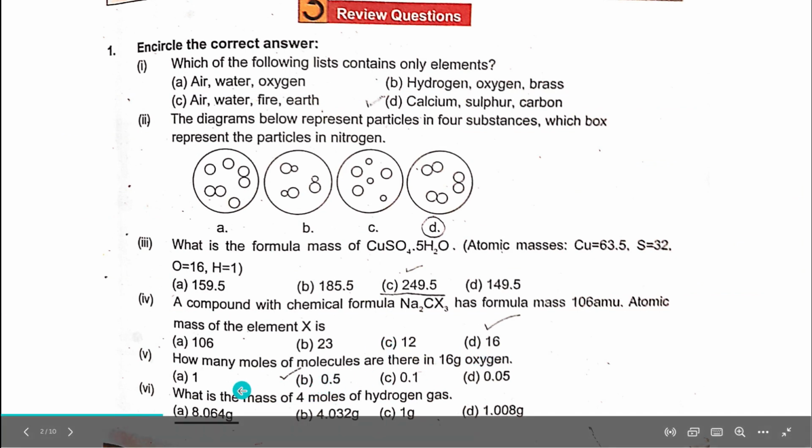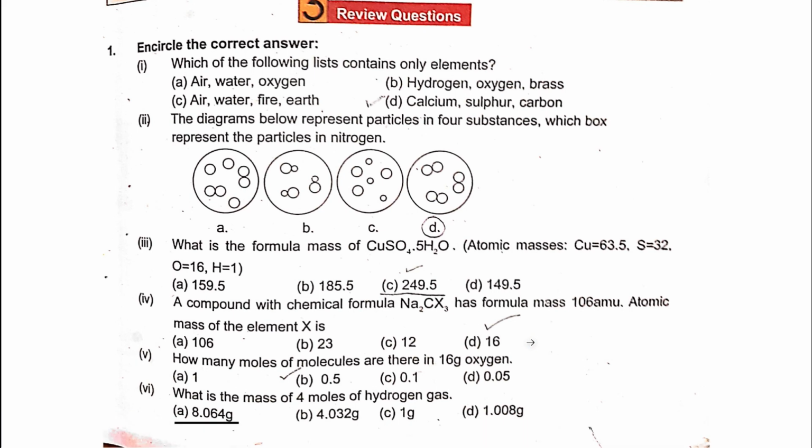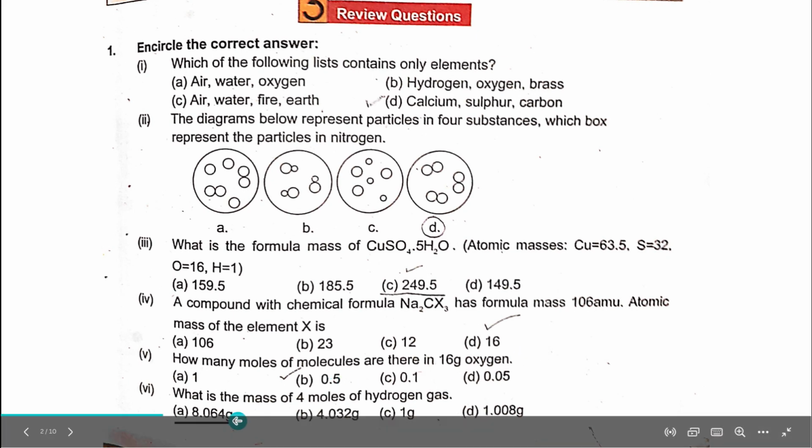What is the mass of 4 moles of hydrogen gas? Now 1 mole of hydrogen gas is equal to 2.016. Why? Because hydrogen is also a diatomic molecule, meaning it comes as 2 atoms. So 2.016 multiplied by 4, the answer is 8.064 grams. So that is the answer.